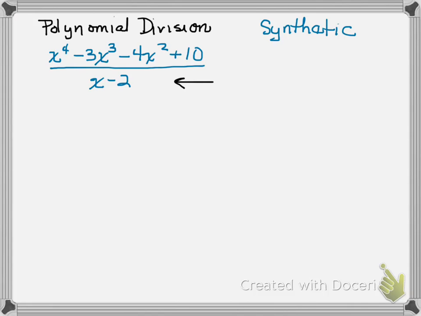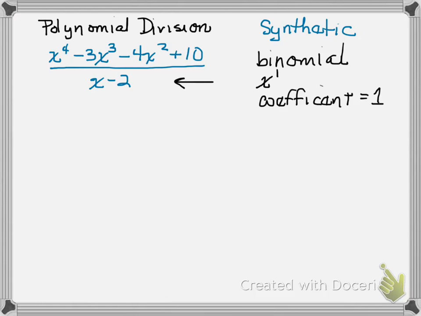First of all, that needs to be a binomial, so it can only have two terms in it, like I have, x minus 2. Second of all, the x term can only have a power of 1. It couldn't be an x squared or an x cubed or anything like that. And third of all, the coefficient can't be anything other than a 1. So it always has to be 1x plus or minus something. However, when you do have these kinds of problems, they're pretty fast to divide using synthetic division.